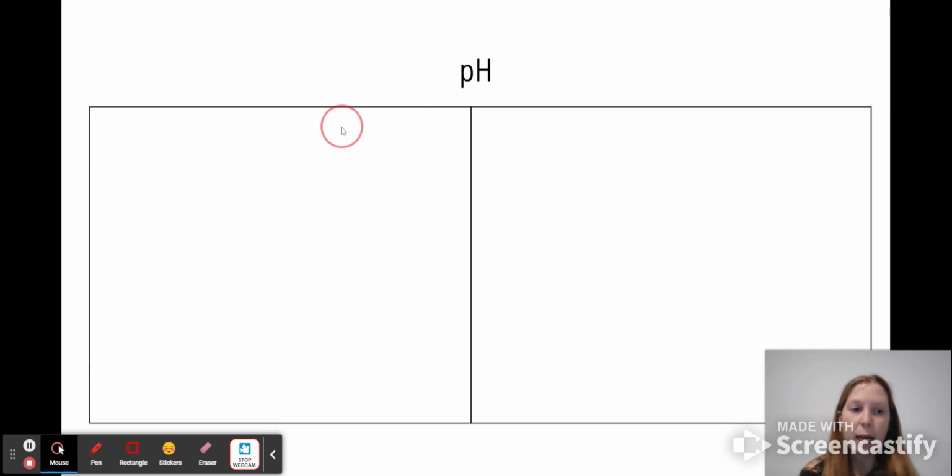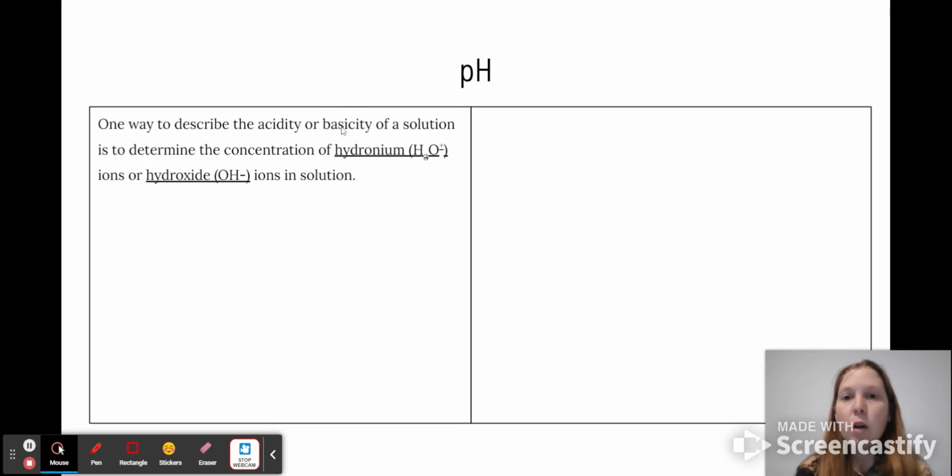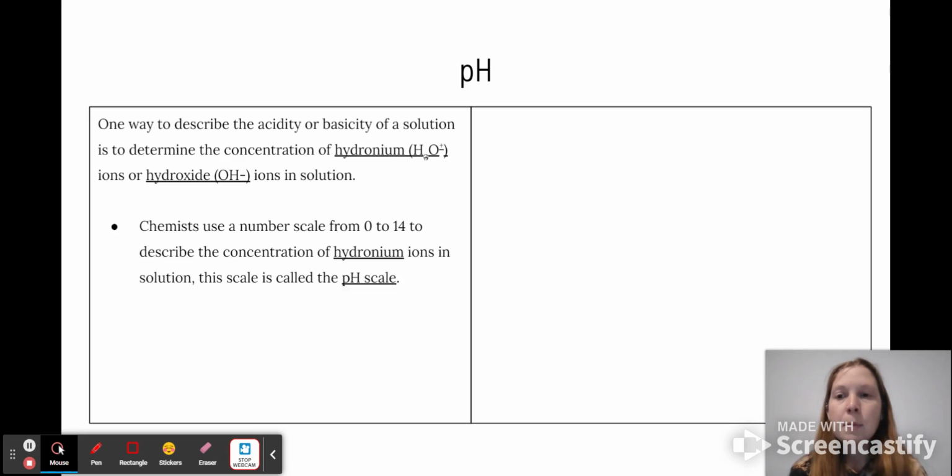So let's look at pH, what this is. This is a way to describe how acidic or how basic a solution is. And you do that by determining the concentration of the hydronium or the hydroxide ions present in solution. Chemists use a scale from 0 to 14, known as our pH scale, to describe the concentration of hydronium ions, or H plus ions here. And that's why it's called pH, the potency of H plus.